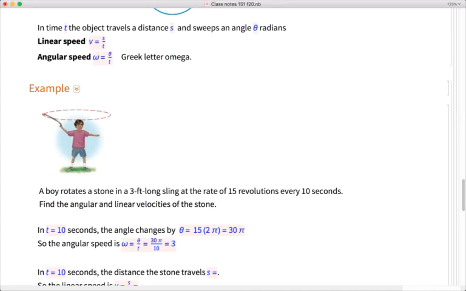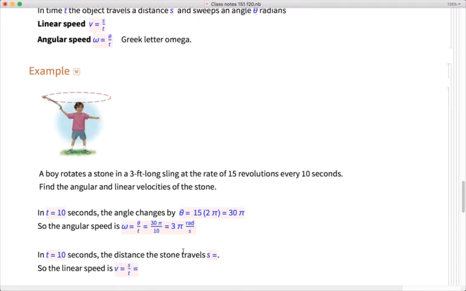Maybe I'll write it this way: 3 pi radians per second. It says the rock goes 1.5 times around per second. There's another way to think of that number.